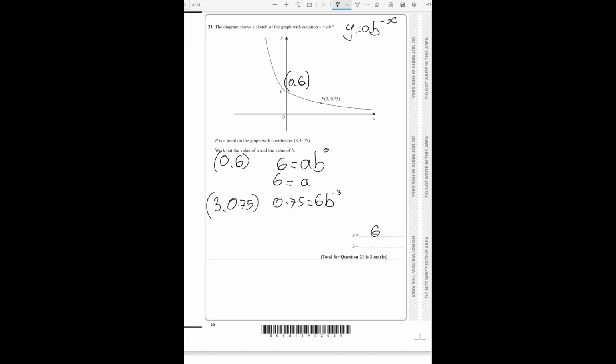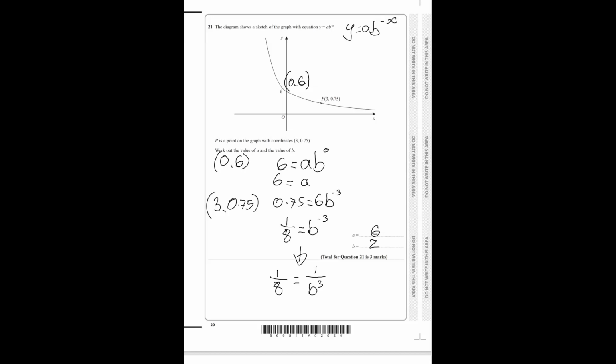So 0.75 we can divide by 6, which gives us 1 over 8 is equal to B to the minus 3. Well, B to the power of minus 3 is the same as 1 over B cubed. So I've got 1 over 8 is equal to 1 over B cubed. Well, B cubed is equal to 8. So actually 2 to the power of 3 is 8. So B is indeed 2.